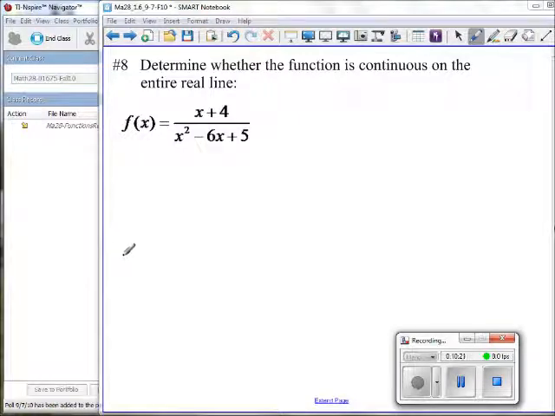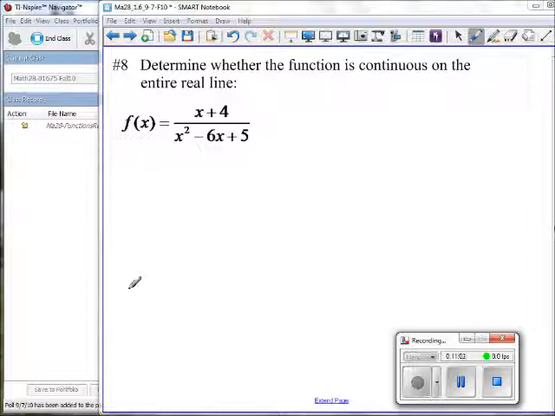Determine whether the function is continuous on the entire real line. This question is the same thing as asking, where's the function continuous? Name all the places where the function is continuous. And that may be impossible to tell us where it's continuous. So you're going to instead answer the question, where is it not continuous? Okay? If I know where it's not continuous, then I can answer the question, because it's going to be continuous everywhere except at the point where it's not.